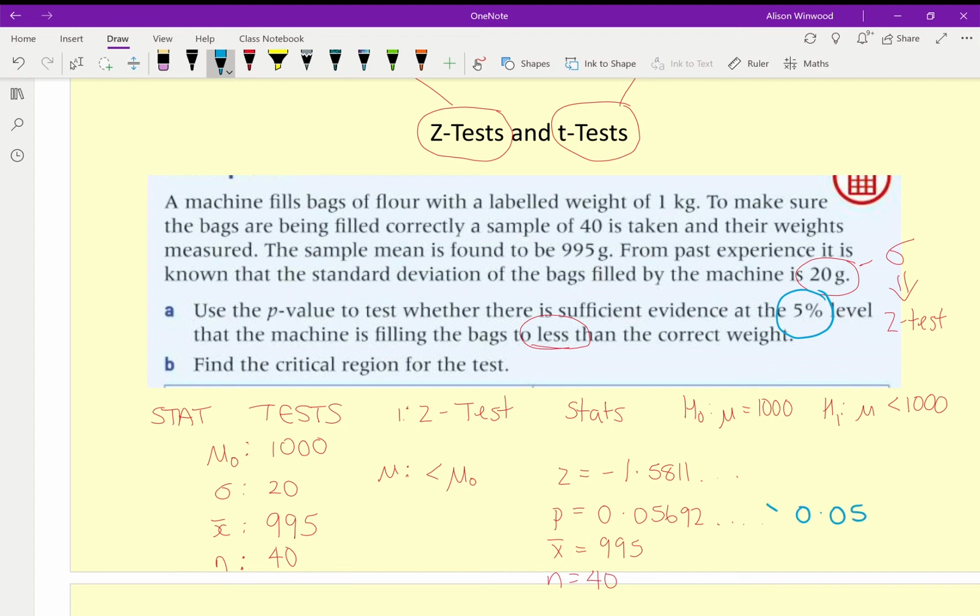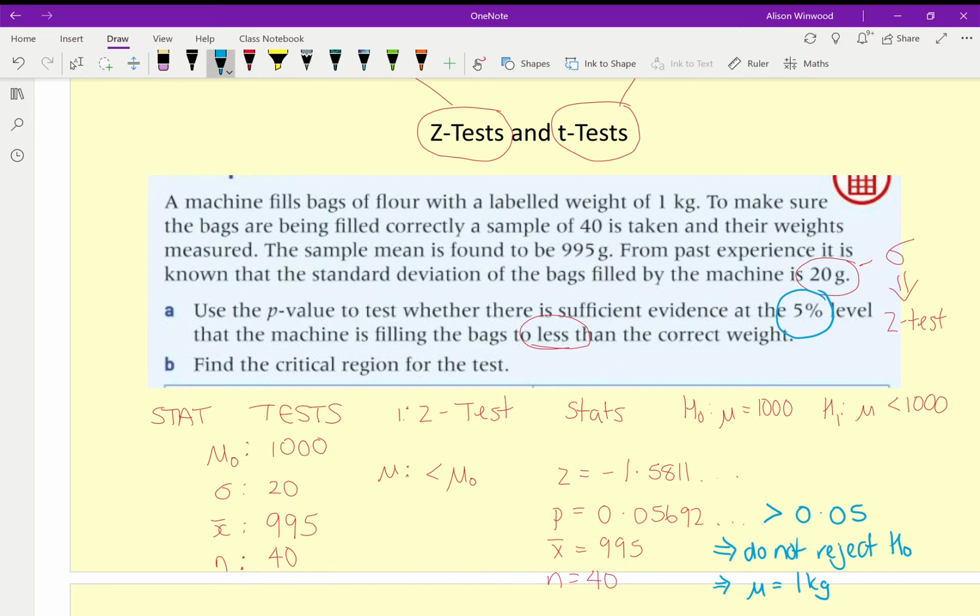Well, it's slightly larger than 0.05, which means we can't reject our H naught. So it's not good enough for us to say that the mean isn't 1 kilo. We could have got this sample just by chance and the mean still being 1 kilo. So the mean really is 1 kilogram.